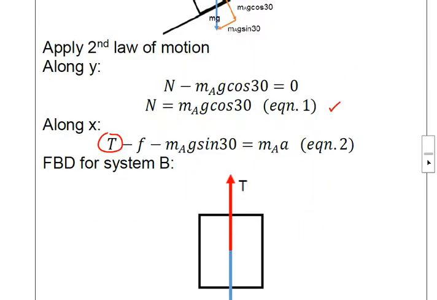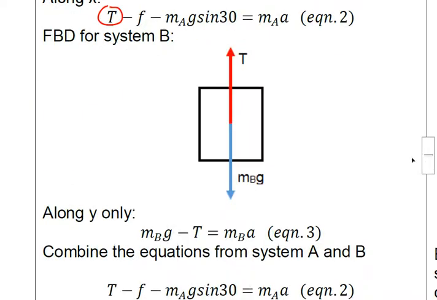So the free body diagram for system B: you have here the tensional force going upward and then the weight going downward. Okay, so it's very easy. You don't actually have to compute the normal force for system B, because it is not resting on the floor. It is not being pushed on the wall, so there is no interaction with the wall.